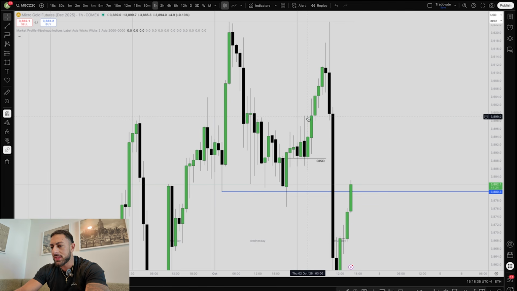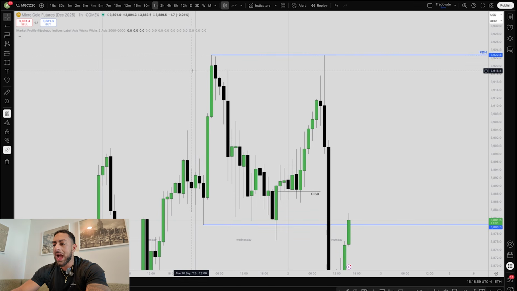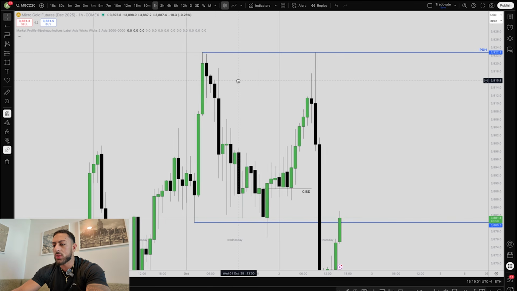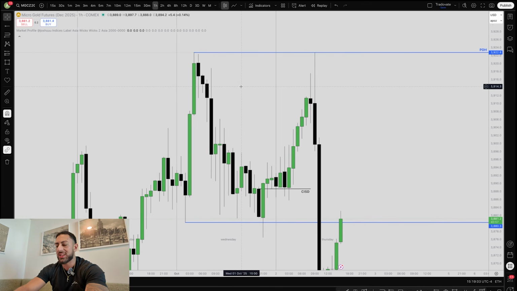You can see here that price then came down. We respected this down close candle. Again, whenever we are expecting bullish order flow, you want to see down close candles supporting price. I then outlined the previous day's high because that was our closest draw on liquidity.